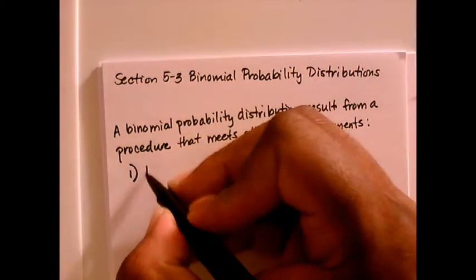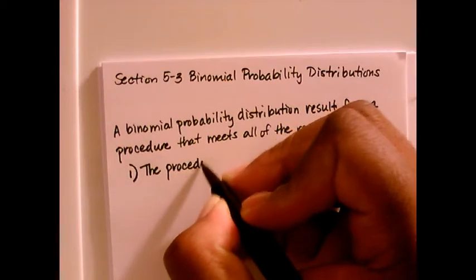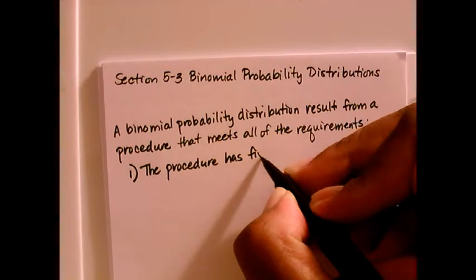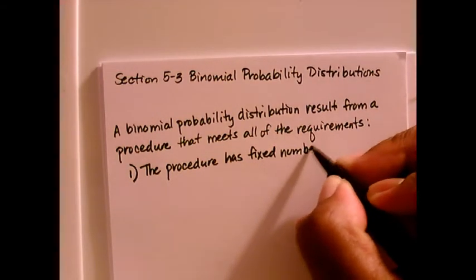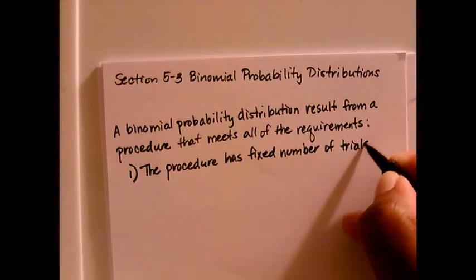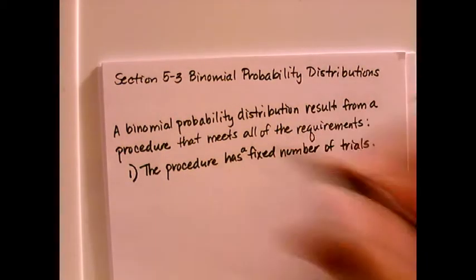Number 1 is this, that the procedure has a fixed number of trials. And a trial, by definition, is a single observation. Okay, so the procedure must have a fixed number of trials.